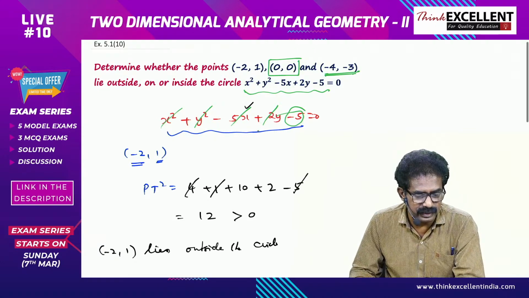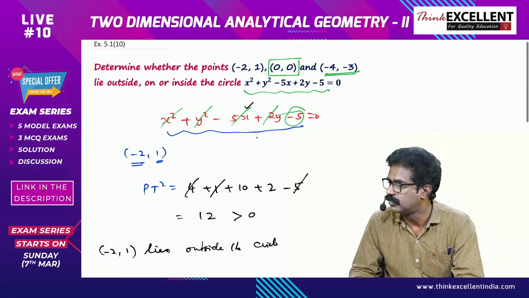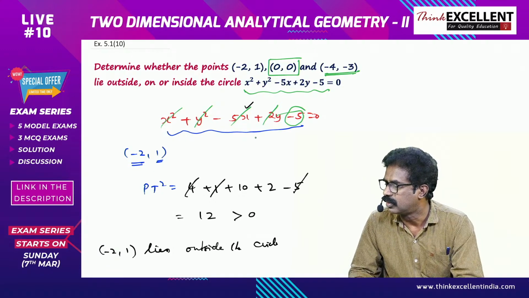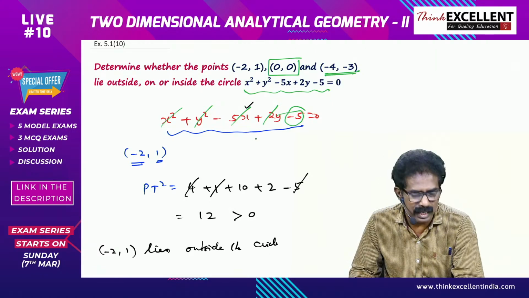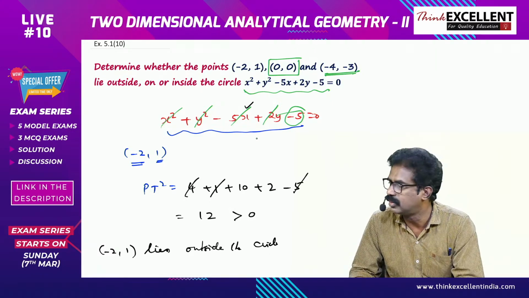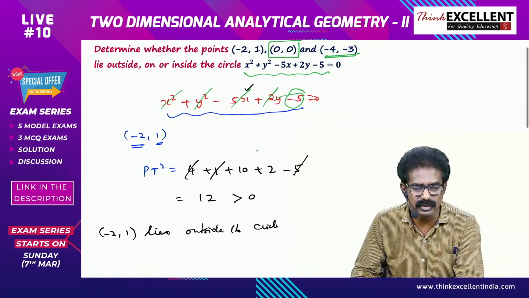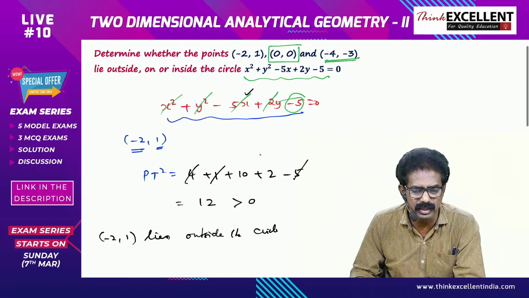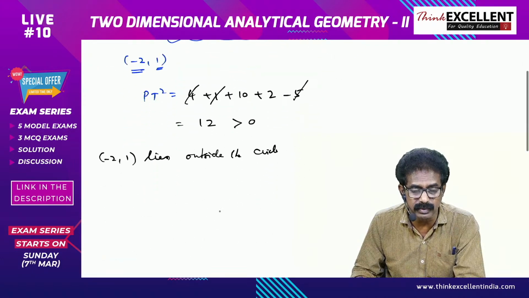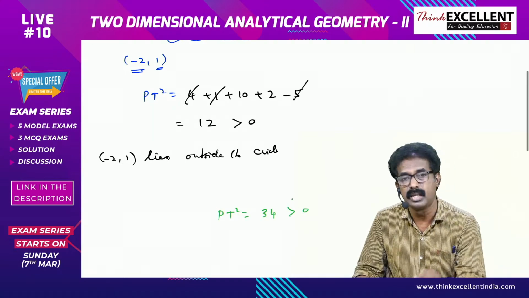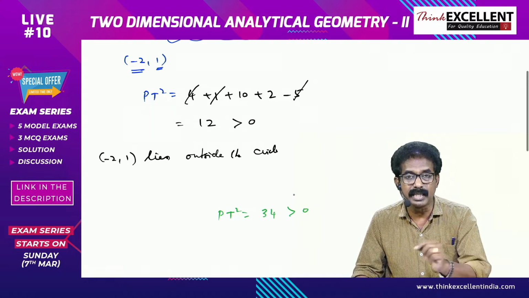-4, -3. Yes. 34, it lies outside the circle. Yes, 34 is the correct answer. Okay, so just substitute, you can practice it. When you find PT square, you are getting 34. It is positive, greater than 0. Conclusion: the given point lies outside the circle.